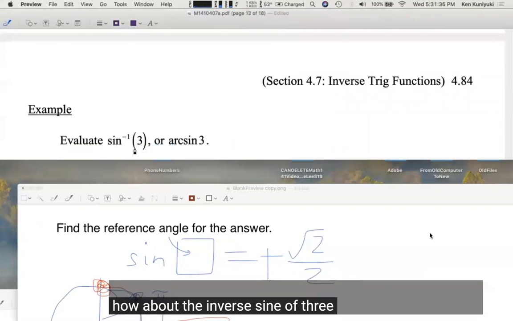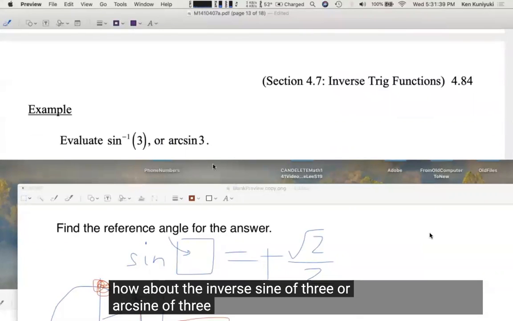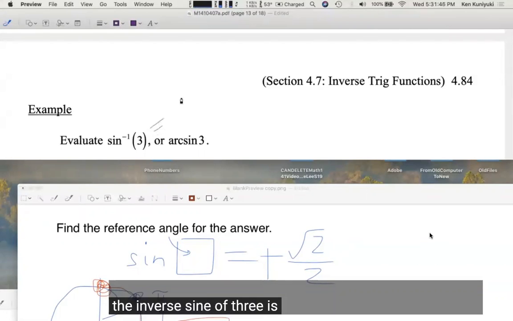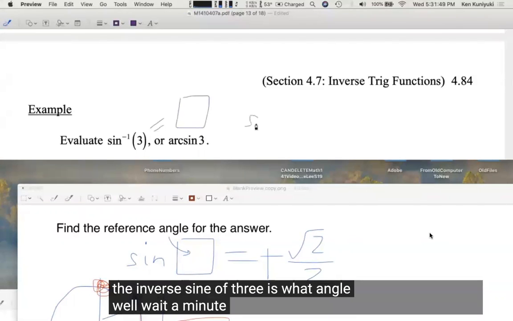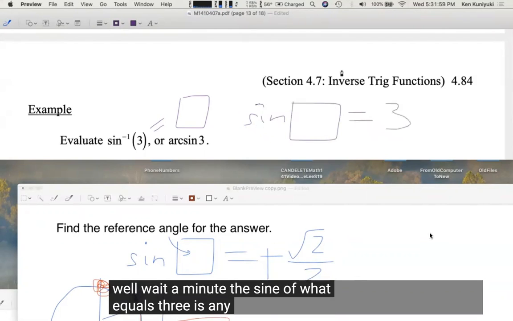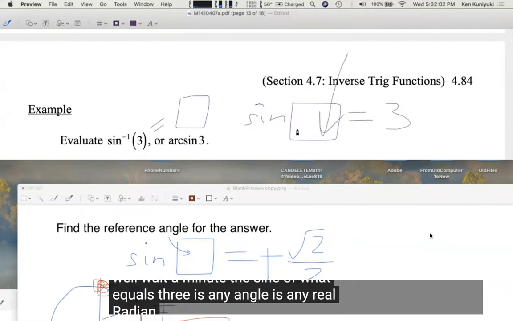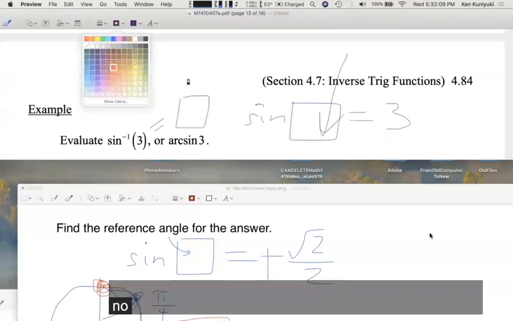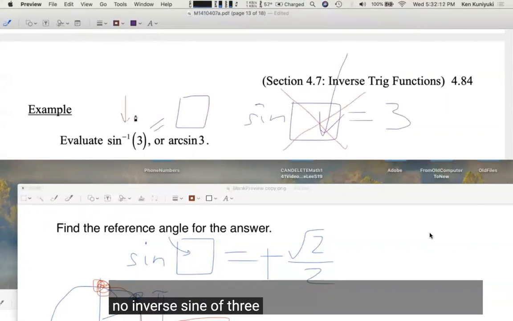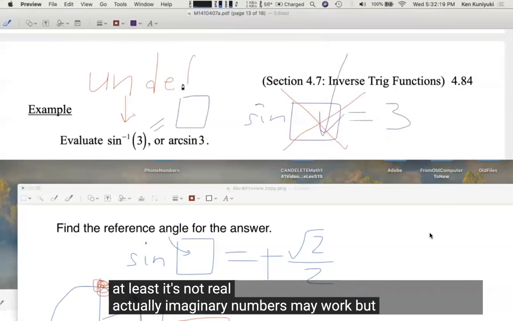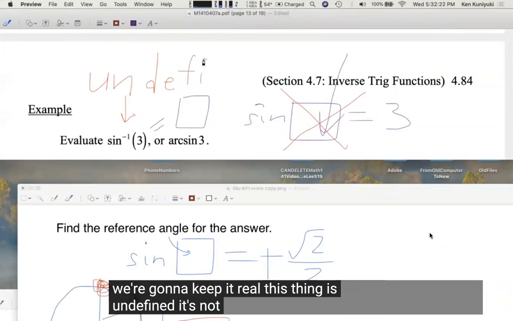How about the inverse sine of 3, or arcsine of 3? The inverse sine of 3 is what angle? Well, wait a minute. The sine of what equals 3? Is any real radian measure going to work in this box? The answer is no. Inverse sine of 3 is undefined, or at least it's not real. Actually, imaginary numbers may work, but we're going to keep it real. This thing is undefined. It's not real, as far as we're concerned.